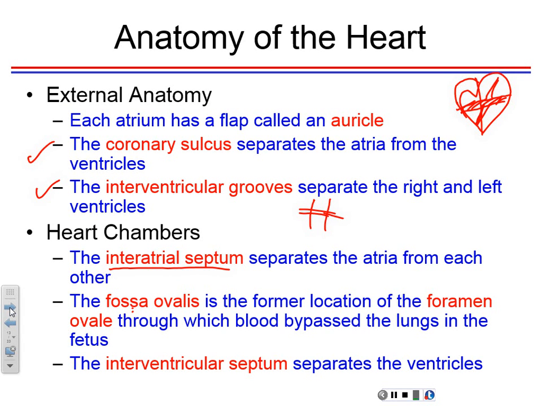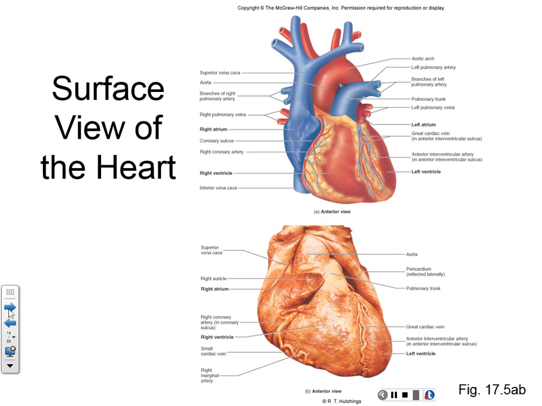All right. So you've got to know that the coronary sulcus separates the atria and ventricles. The interventricular groove separates the ventricles. The interatrial septum is the divider between the two atria. The interventricular septum is the divider between the two ventricles.